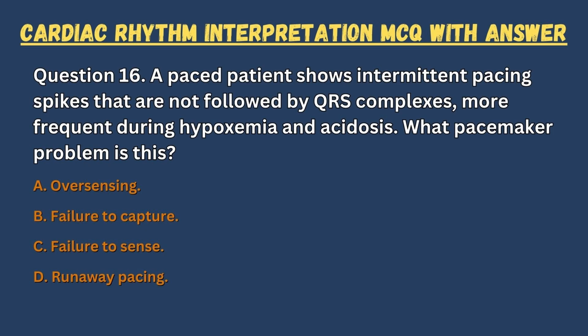Question 16. A paced patient shows intermittent pacing spikes that are not followed by QRS complexes, more frequent during hypoxemia and acidosis. What pacemaker problem is this? A. Oversensing. B. Failure to capture. C. Failure to sense. D. Runaway pacing.